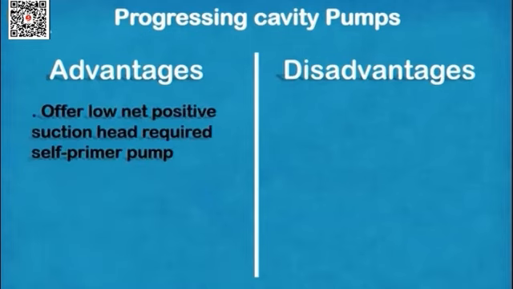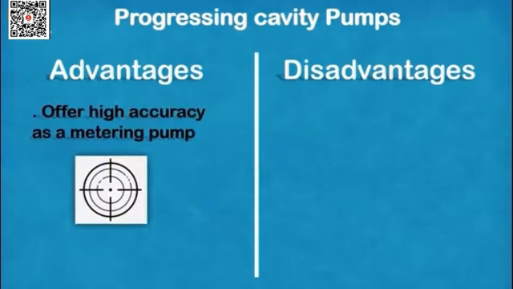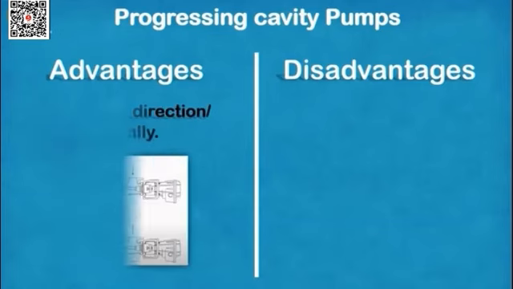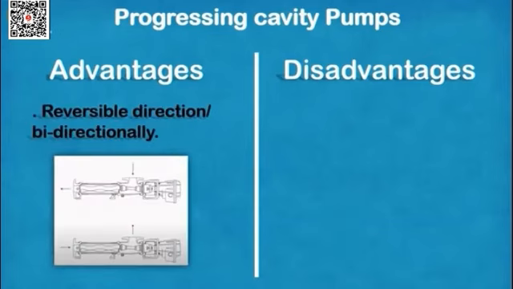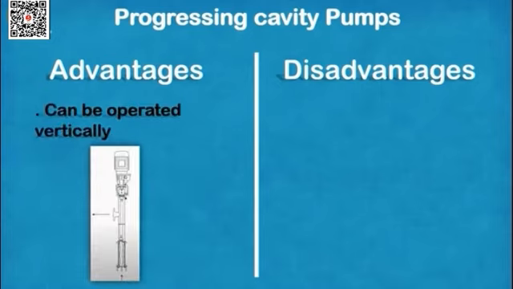Also, due to the tight tolerances in its construction, it has high suction capabilities, priming up to 8 meters with a corresponding low NPSH. And, due to flow being directly proportional to pump speed and due to its cavity design, it enables flows to be very predictable, enabling it to be used in metering and dosing applications. Another advantage is the pump can be operated in either direction, and the suction becomes the discharge and vice versa. The pump can also be operated vertically or horizontally depending on the installation.